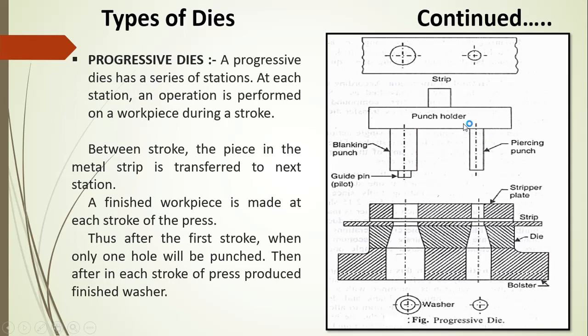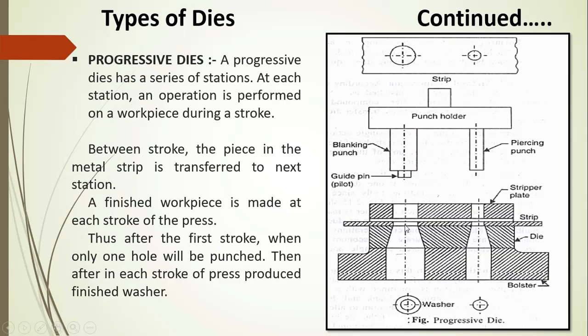First, whenever the punch comes down, the punching operation will be performed over there. That means the hole will be created inside your metal strip. Then that metal strip will be forwarded to this station, and then the punch will come down and your washer will be created over there.